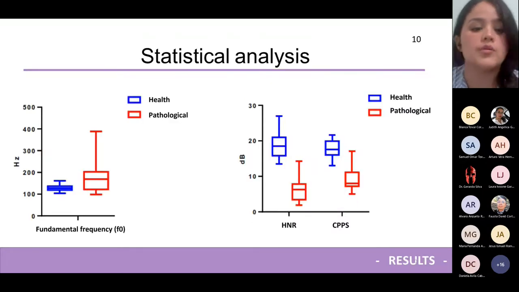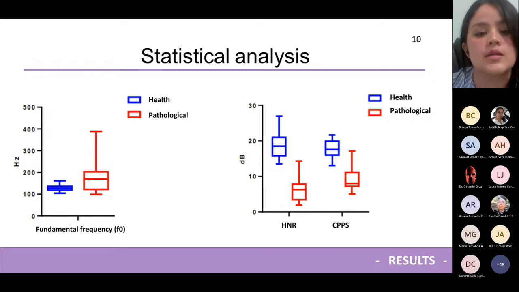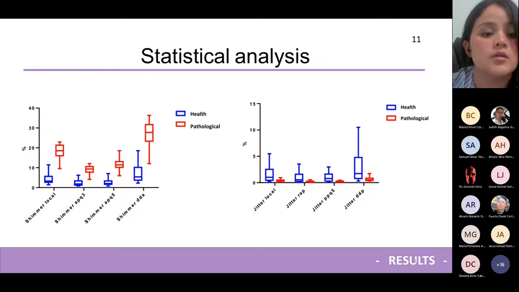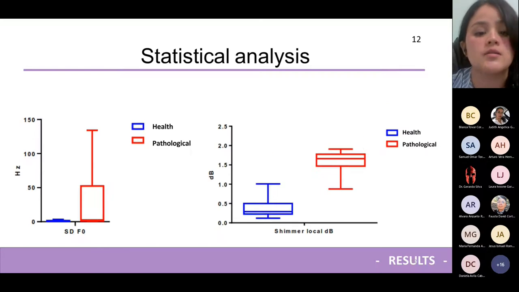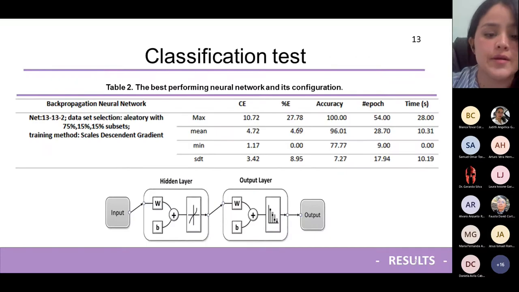The following graphs were obtained, representing the distribution of the measurements obtained from the processing of the recordings, in which it can be seen that in the difference parameters, there is a marked difference between the group of healthy subjects and patients with a pathology. And it was taken as appropriate to use in a classifier.